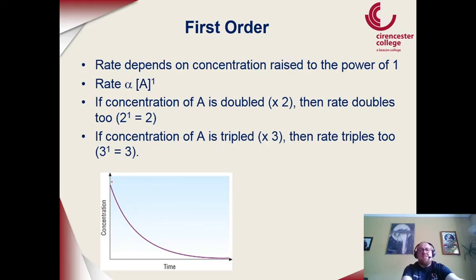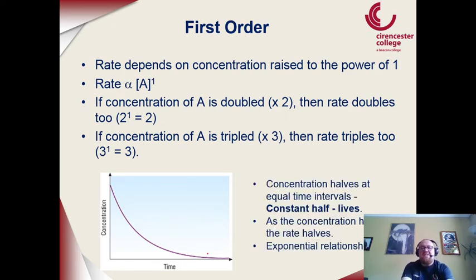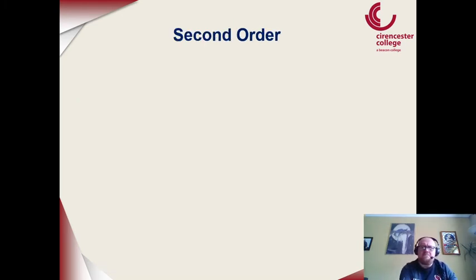We can see that the line looks more like this. It's a nice gentle curve. And as concentration halves, the rate halves. So it goes down like that. It's an exponential relationship. It is what you'd get your half-life graph from if you're doing sort of physics and looking at something that's radioactive.